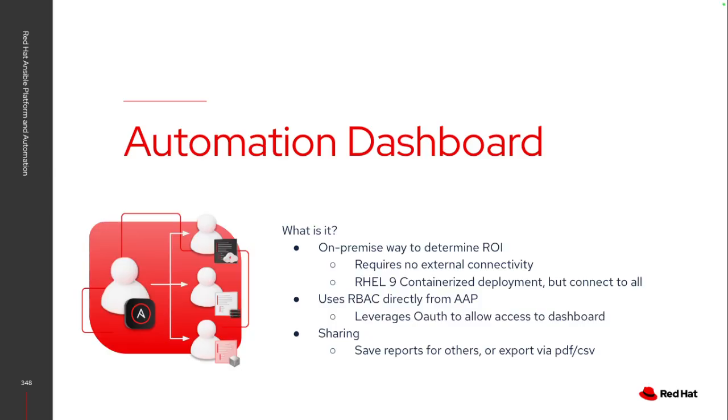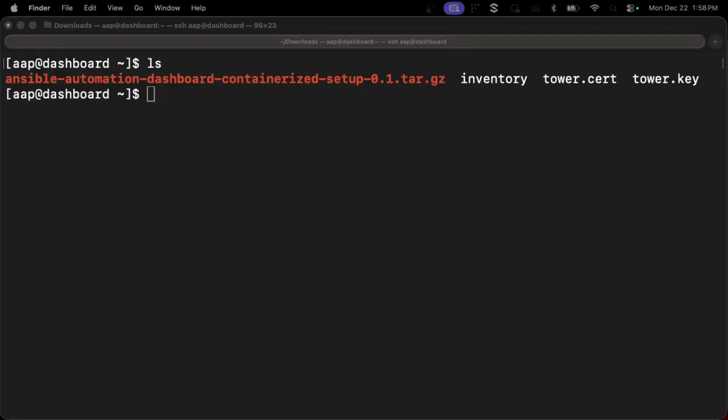So let's jump into a demonstration of how to set up Automation Dashboard and then what it looks like. As you can see, I'm already logged into a host as a non-root user. I've also already got the installer downloaded and placed on this server. There is a bundled and non-bundled installer. In this case, I'm using the non-bundled installer just because I have online access and it's a little bit smaller of a file to get it all set up.